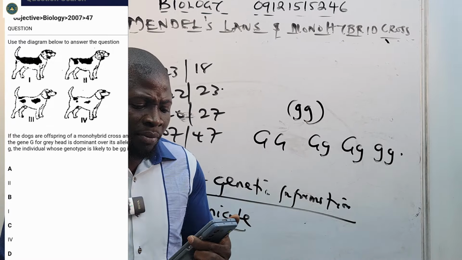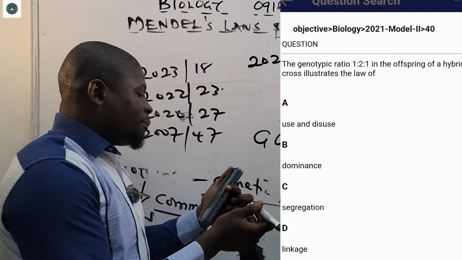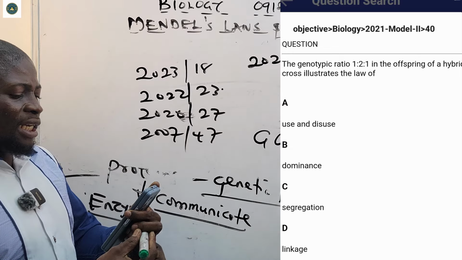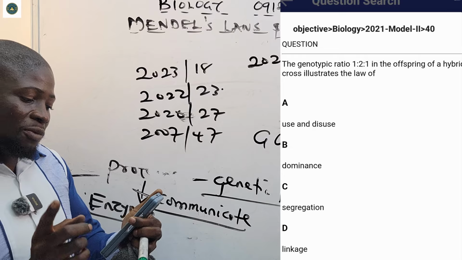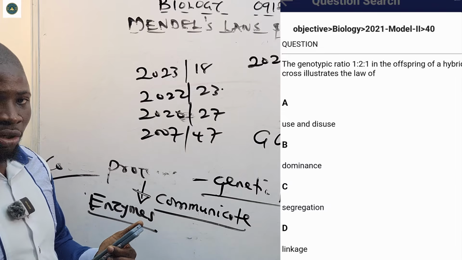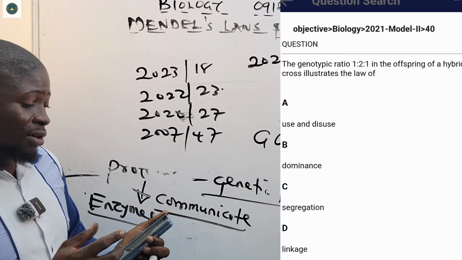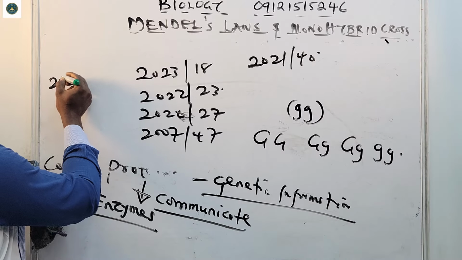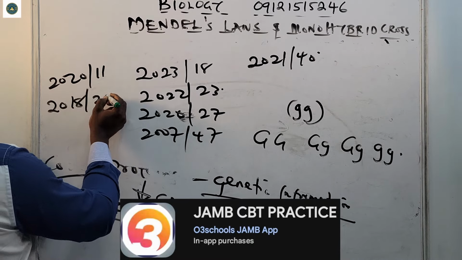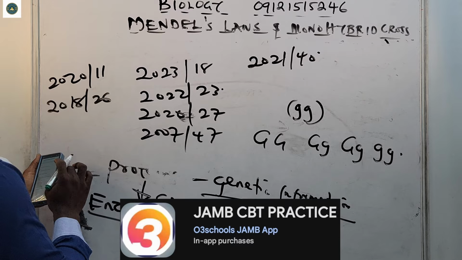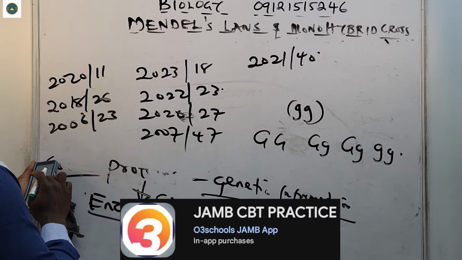I've explained a lot. Now, 2021, number 40. They said the genotypic ratio 1:2:1 in the offspring of a hybrid cross illustrates the law of what? A says use and disuse, B says dominance, C says segregation, D says linkage. Tell me the answer in the comment section. 1:2:1 is what we had at the end of a monohybrid cross. Now search for 2020, number 11; 2018, number 26; and 2006, number 23. Tell me the answers in the comment section.